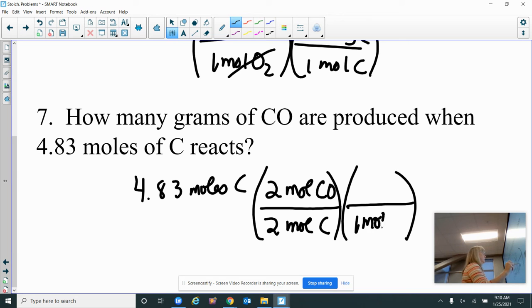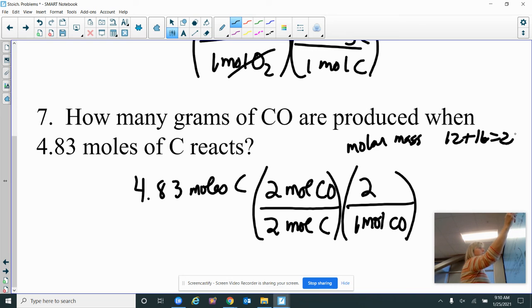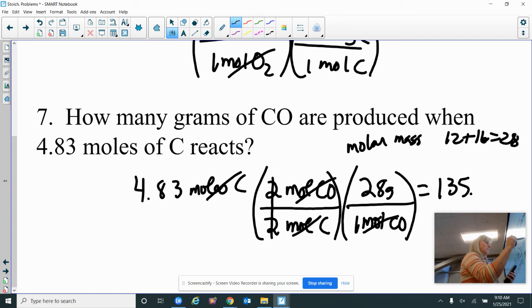So 1 mole of CO. And again, the molar mass. This is molar mass. To get to grams, 1 carbon is 12. 1 oxygen is 16, so the molar mass is 28 grams. Now it's 4.83 times 2 divided by 2. Those 2 cancel out. Okay, moles of carbon, moles of that. So times 28. And that equals 135.24 grams of carbon monoxide.